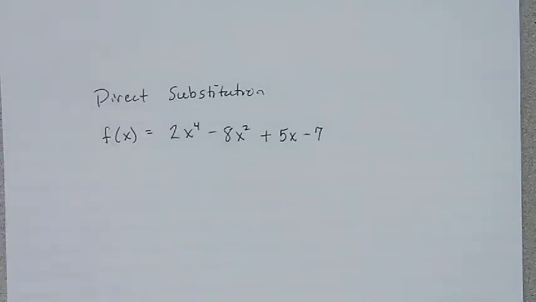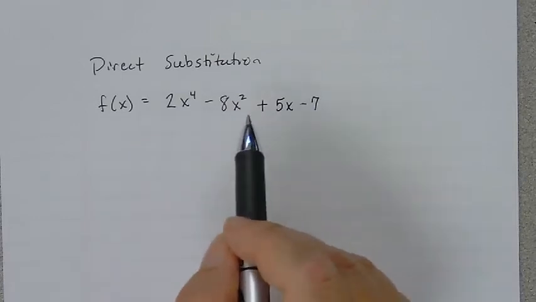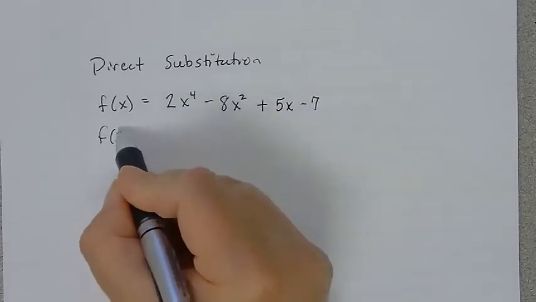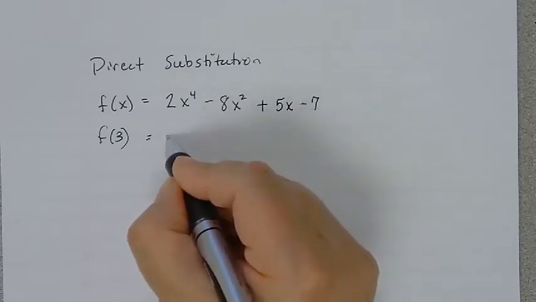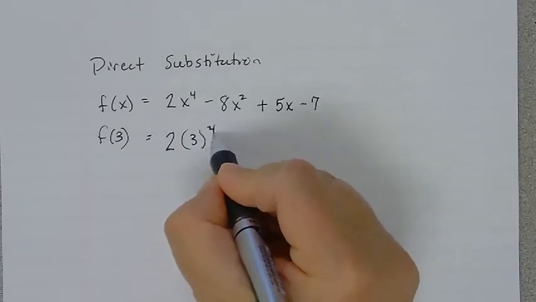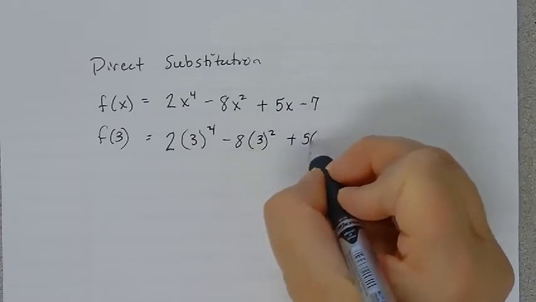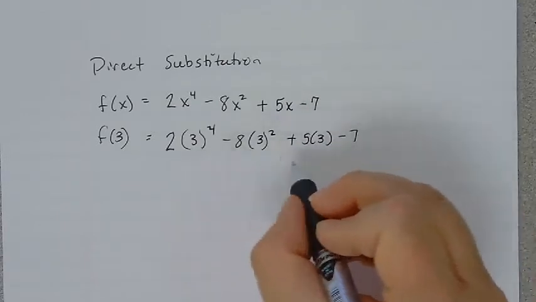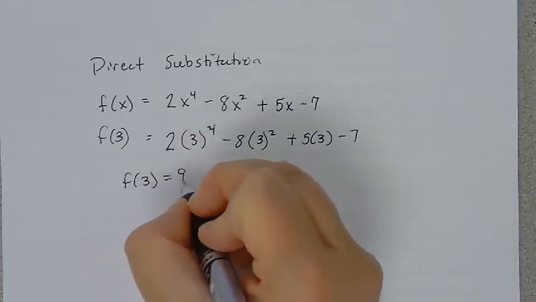Right, let's talk about direct substitution. If you've been doing this quite a while in algebra, if I ask you to use direct substitution and find f of 3, here's what you would do on your calculator. Probably use your calculator. You might do it in your head. 2 times, you would just plug in 3 for x. And then you would simplify this, and you would find that f of 3 equals 98.